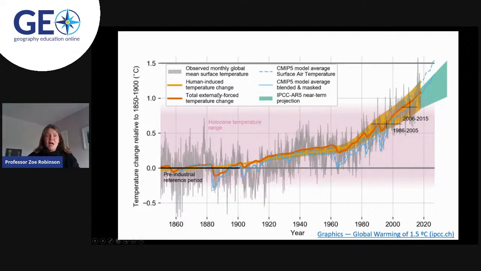We've either got an orange line showing all externally forced temperature change, or just the yellow line, which is just the human induced temperature change. And you can see those two lines follow pretty closely to each other. So we see there this trend as a global average figure in terms of temperature increase.